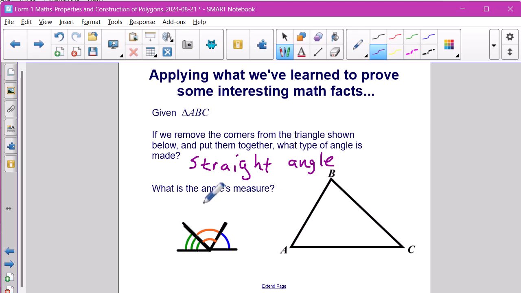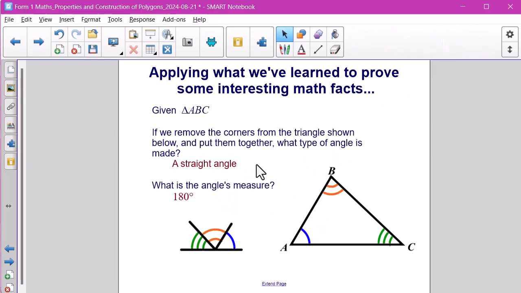And what is the angle's measure? 180 degrees. And we have also proven that the measures of the interior angles of a triangle add up to 180 degrees. And here's the solution slide to this example, and it does match the solutions that we found.